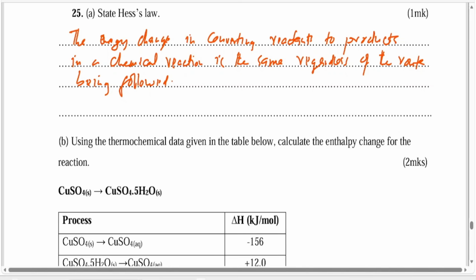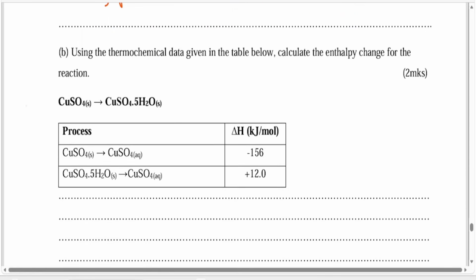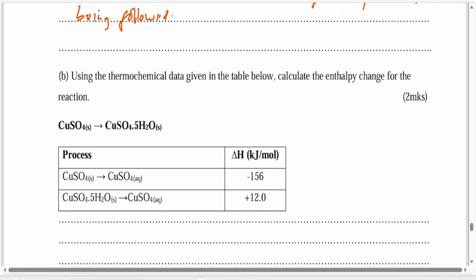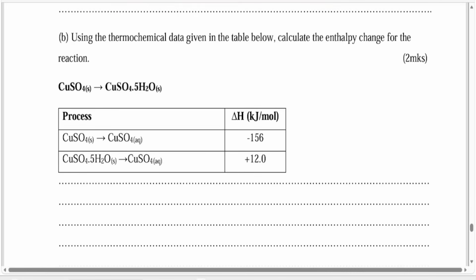So that is what we call the S law. Part B of the question. Using the thermal data given in the table below, calculate the enthalpy change for the reaction. We can see that we have copper 2 sulfate solid, and it's converted to copper 2 sulfate hydrated. So we have an anhydrous form and a hydrated form.